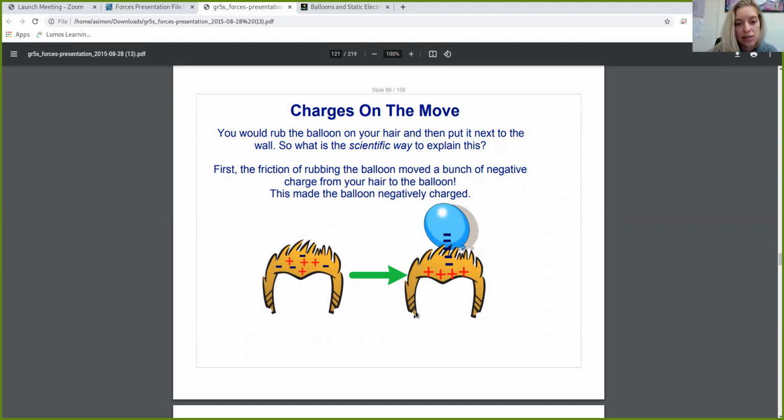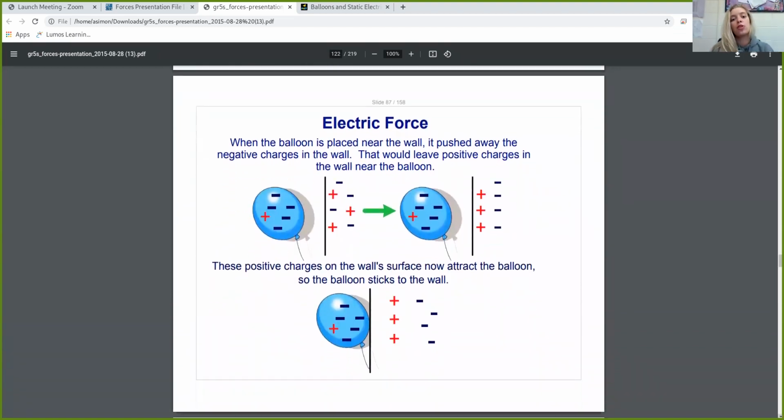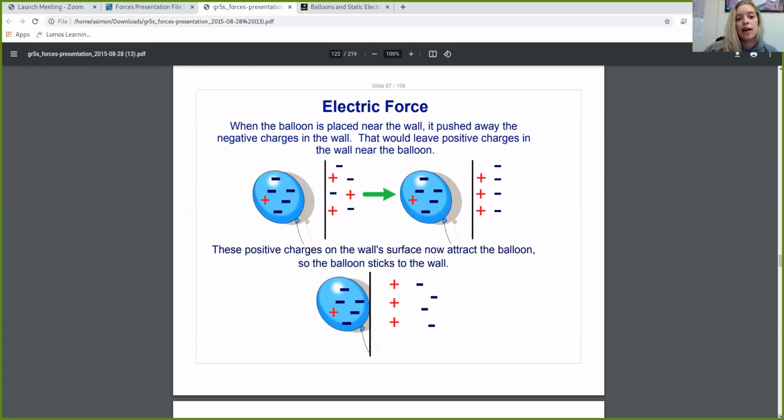In this picture, we see that we have the same amount of positive charges as negative charges. But then when I rubbed the balloon on my hair, I took the negative charges from my hair and transferred them to the balloon. Now, when you place the balloon near the wall, it pushes away the negative charges into the wall and leaves the positive charges near the balloon. Remember we talked about positive and negative being attracted to each other. So these positive charges on the wall surface now attract the balloon, and the balloon is going to stick to the wall.